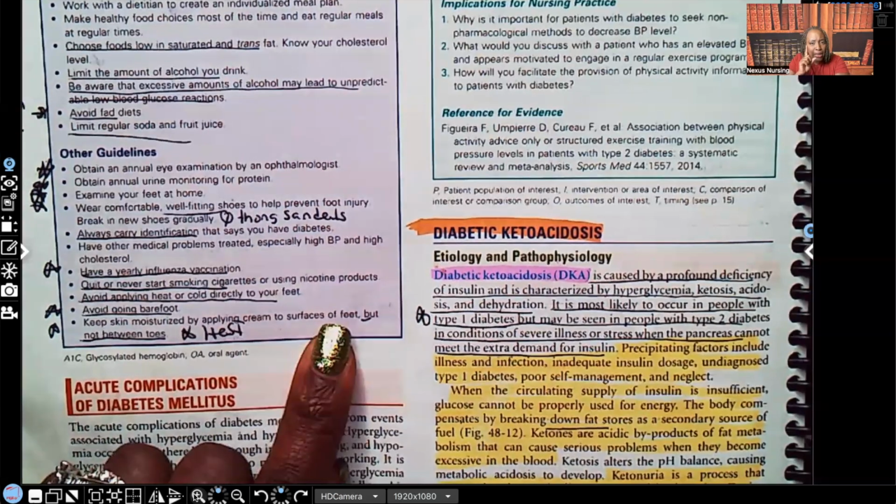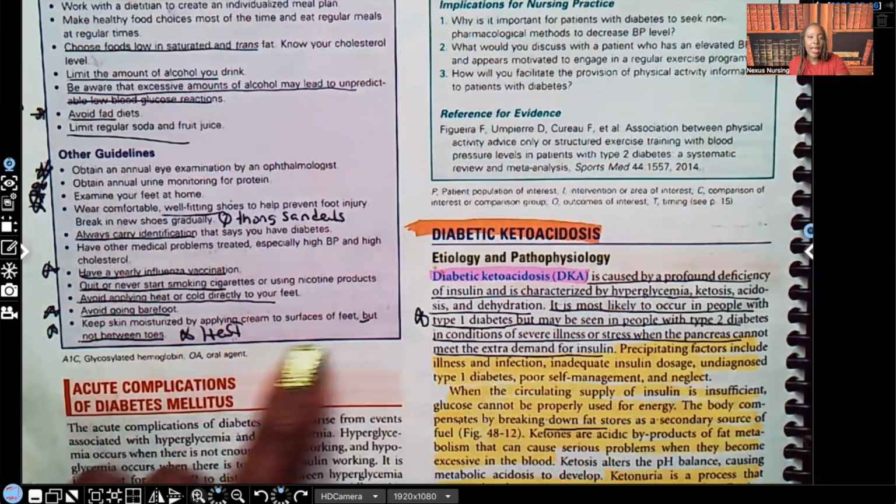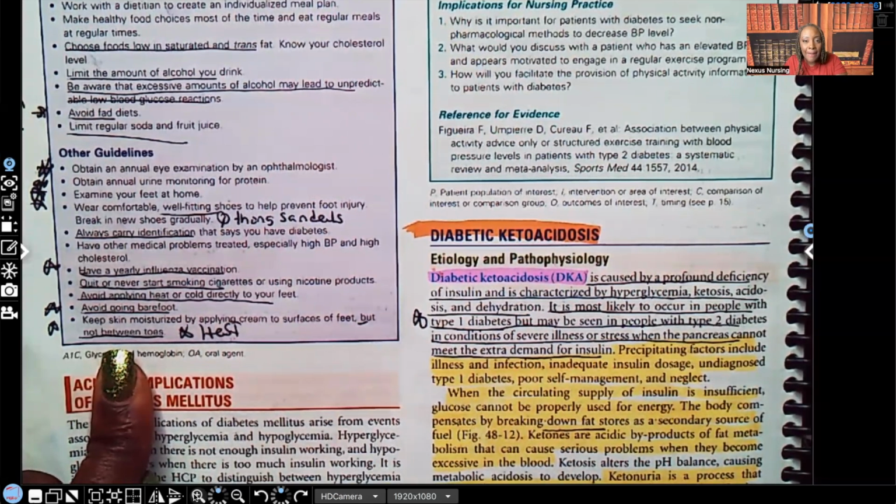But this is important, guys. Look at what it says. But not between the toes. And honey, if there was anything I could ever tell you that has been seen on NCLEX a million times, it's this. You need to know this. So yes, you want to keep the feet moisturized, but not between the toes.